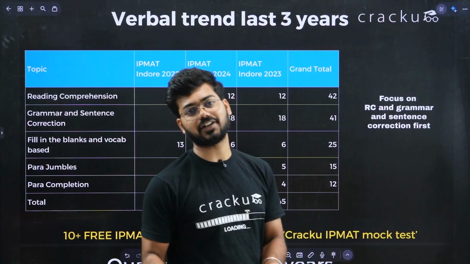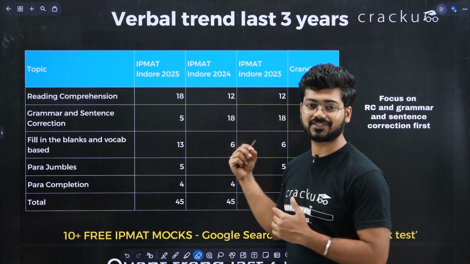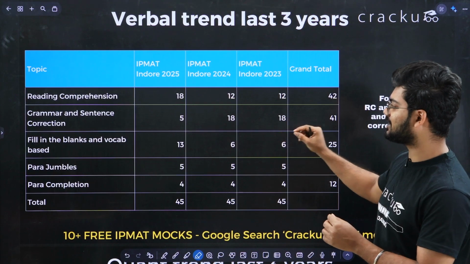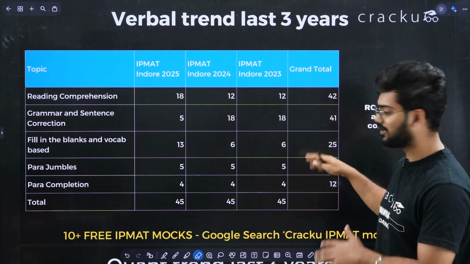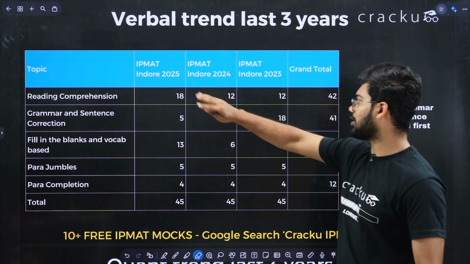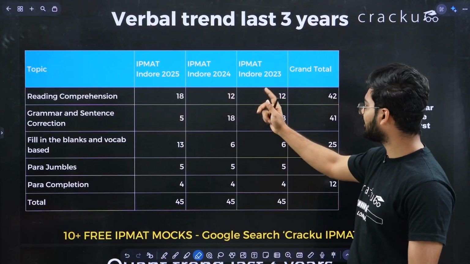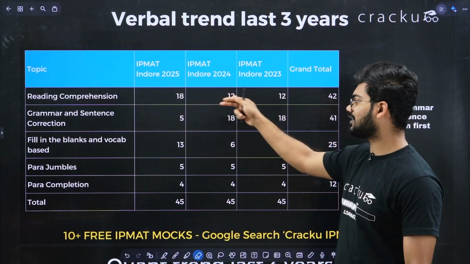Now, let's start with the verbal trend over the last 3 years. Here we can see reading comprehension and grammar and sentence correction came heavily. In the 2025 paper, reading comprehension was 18, then 12, then again 12. Consistently it is coming.